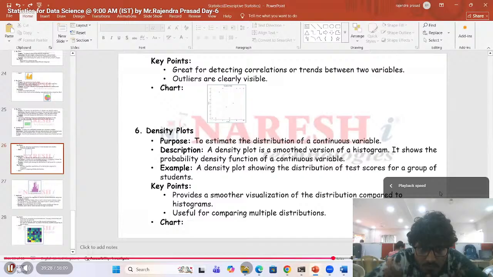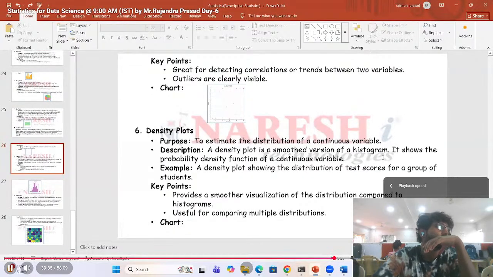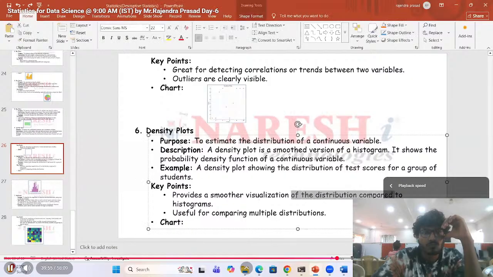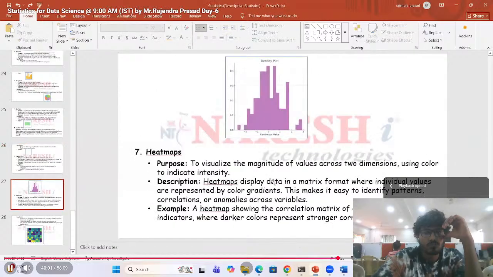This is also used to see the distribution of a numerical variable. See, the density plot is a smoothed version of a histogram. It shows the probability density function of a continuous variable. Clear? Same, guys, whatever we have discussed in the histogram will be applicable in the density plot. So this provides a smoother visualization of the distribution compared to the histogram. See guys, whenever you go here, you can simply write one particular line on top of this. Yes or no? You can simply write one particular line on top of this. How? Let me show you.